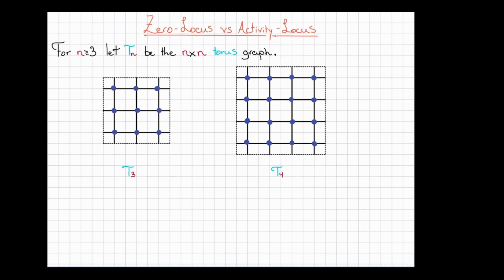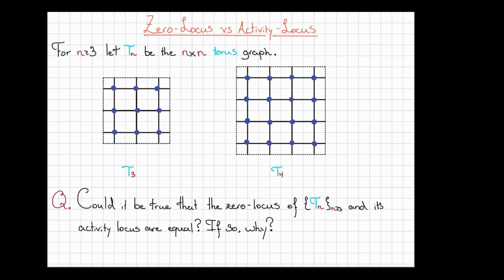torus graphs. So you should think about this edge as being equal to that edge. And we look at the sequence of increasing torus graphs. For this, we can also define the activity locus and the zero locus. Could it be that they are equal here as well? And if that's true, why?